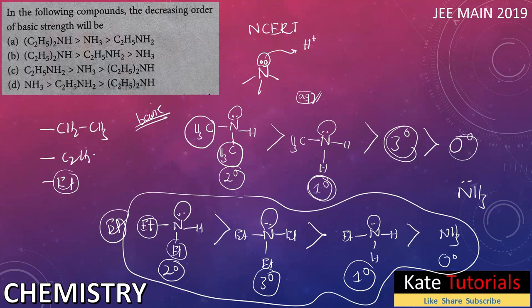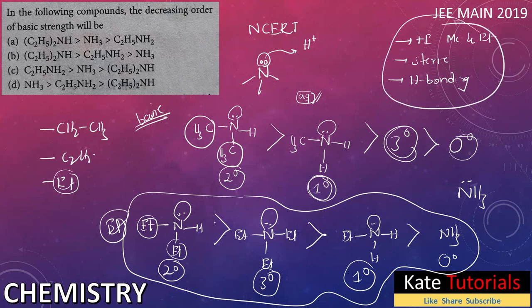So in NCERT they have explained all this on the basis of these factors. One is the inductive effect, plus effect of methyl and ethyl. So they have explained based on inductive effect, followed by steric hindrance. Third one, they have included hydrogen bonding because it is in aqueous phase, right? From all these factors they came to know that for the ethyl group, secondary is more basic than tertiary, tertiary more basic than primary, primary more basic than 0°.